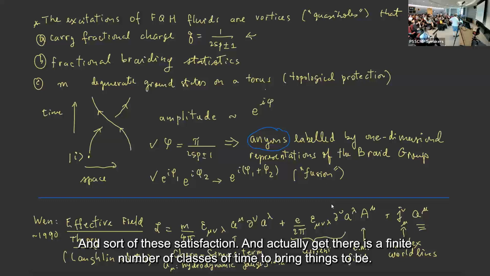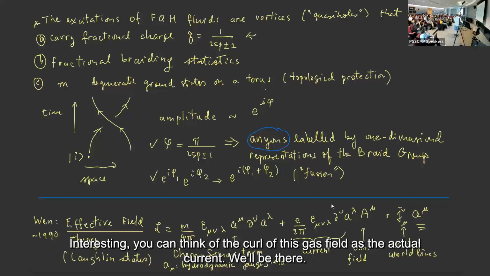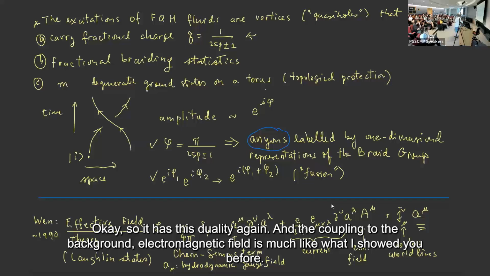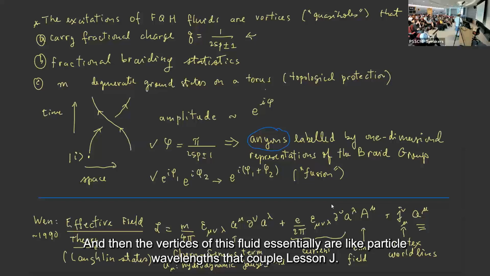Okay. The effective field theory of this was proposed by Wen a long time ago in terms of what he called the hydrodynamic gauge field. Interestingly, you can think of the curl of this gauge field as the actual current of the electron. So it has this duality, it's implicit in this construction. And the coupling to the background electromagnetic field is much like what I showed you before. It's also through the curl. So essentially the current, precisely the current of the actual charge current, is coupled as J dot A. And then the vortices of this fluid are like particle world lines that couple as J of these vortices. So they have some world lines, and these are like the currents that I had before.